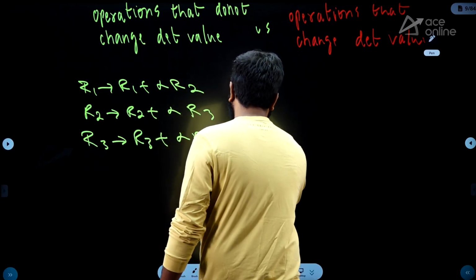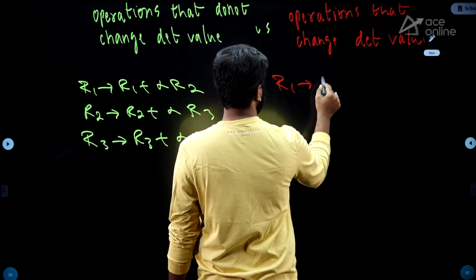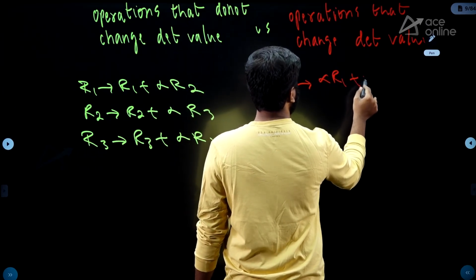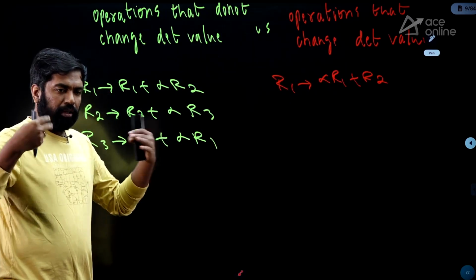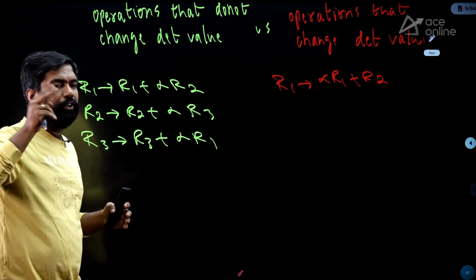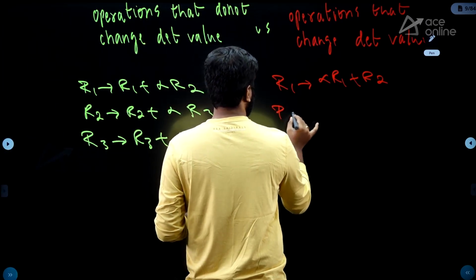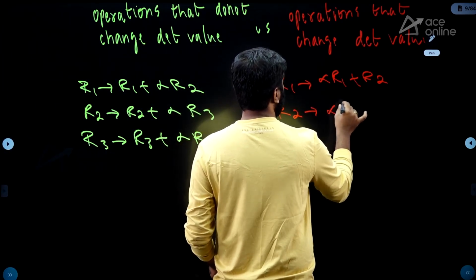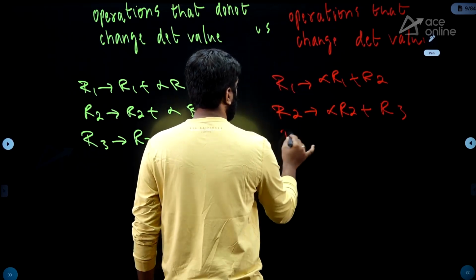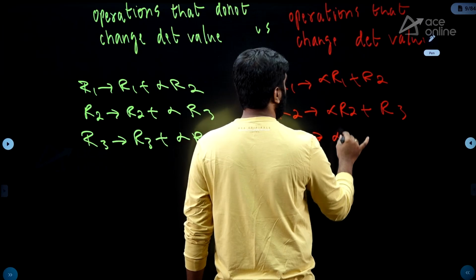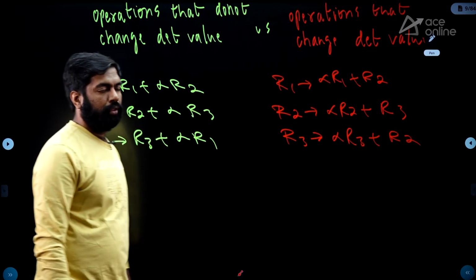Instead of this, by mistake, if you do R1 replaced with alpha R1 plus R2, the determinant will change. And if you use this keeping in mind that the determinant is not changed, you get a wrong answer. R2 replaced with something like alpha R2 plus R3, the determinant will change. R3 replaced with some alpha R3 plus R2, the determinant will change.